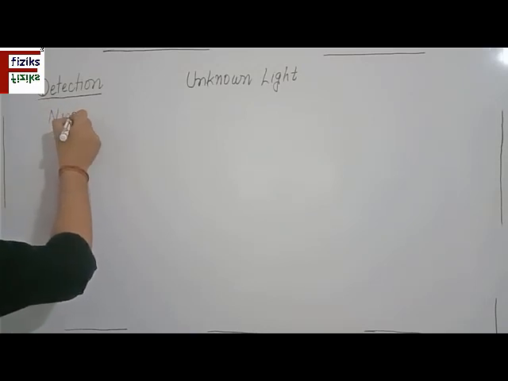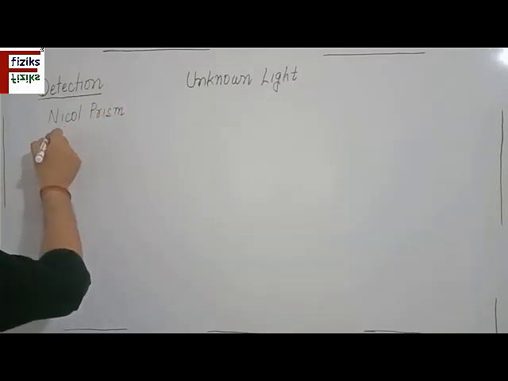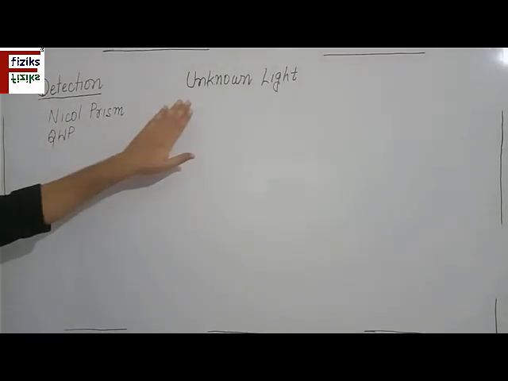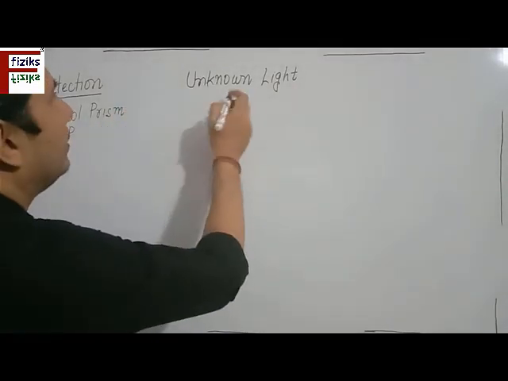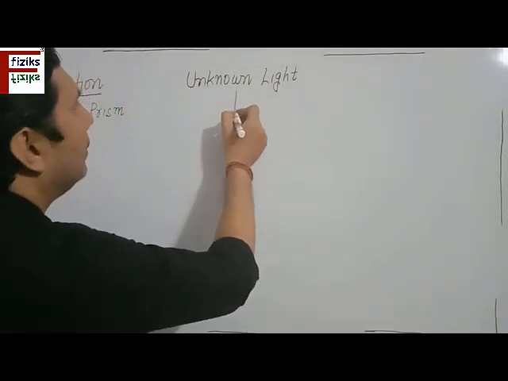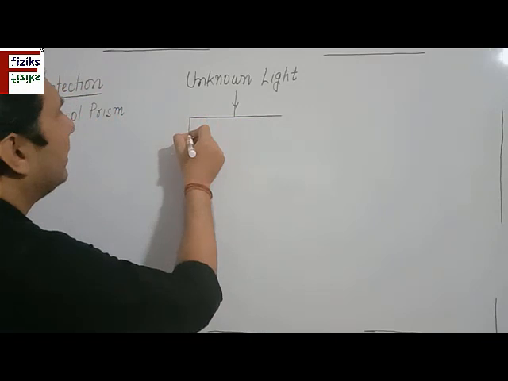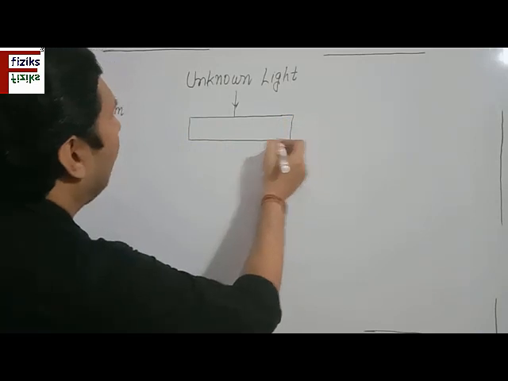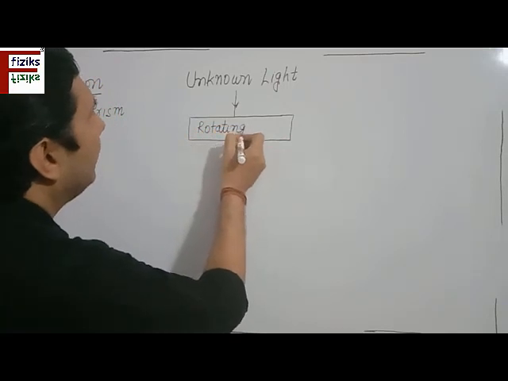One is Nicol prism and second is quarter wave plate. So with the help of these two optical instruments, we can find out the polarization of the unknown light. Now what we do, first we pass this unknown light through the rotating Nicol. Rotating Nicol means Nicol is rotating about its axis. So we will first pass this unknown light through rotating Nicol.